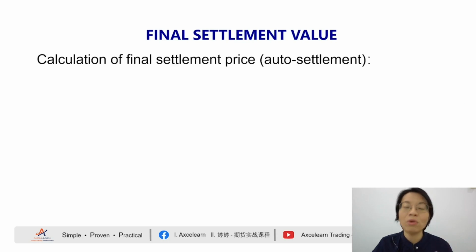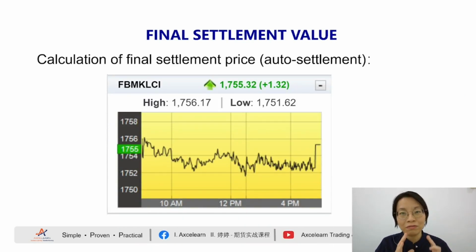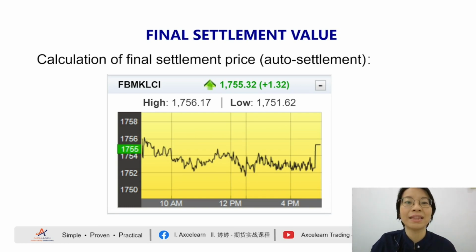There are a few points that you need to highlight. First, the concept of this final settlement value is based on FBM KLCI. It isn't based on your FKLI, it is based on FBM KLCI. This is the index that every day we refer to, for example, whether our market is weak or strong, a bullish market or a bearish market. People are always looking at this FBM KLCI, which consists of 30 index members, 30 stock counters. They derive this based on the market cap itself.